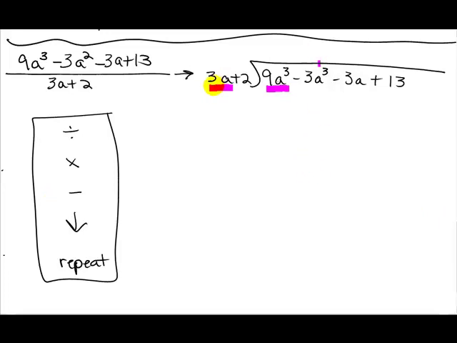Alright, so what would I multiply times 3a to get 9a cubed? Well, it's a positive 3a squared. 3 times 3 is 9, and a squared times a is a cubed. 3 times 2 is 6, and everything's positive. a squared times 2 is a squared. So 3a squared times 2 is 6a squared. Now we're ready to do the subtraction.